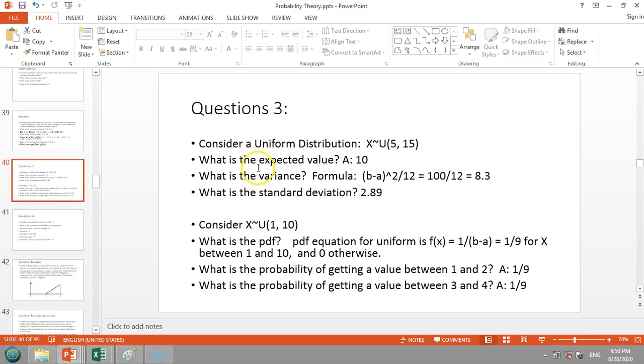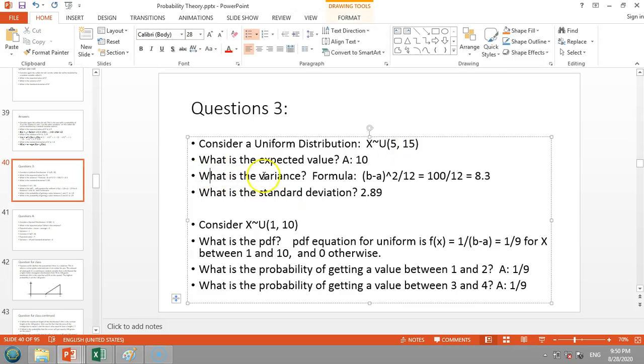More questions here. Consider a uniform distribution, again, from 5 to 15. What is the expected value? This is just the middle, so it's 10. What is the variance? Use the formula (b minus a) squared over 12. So 15 minus 5 is 10, squared, 100 divided by 12, 8.3. Standard deviation is just the square root of 8.3, 2.99.